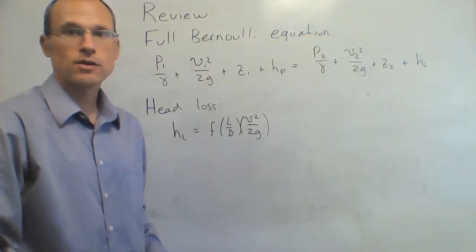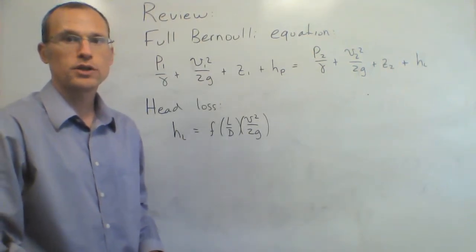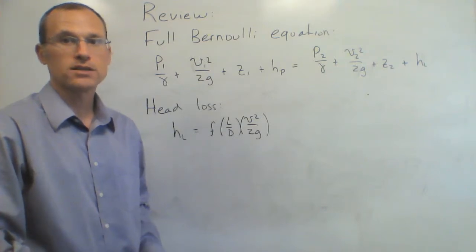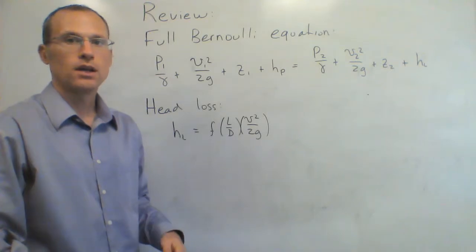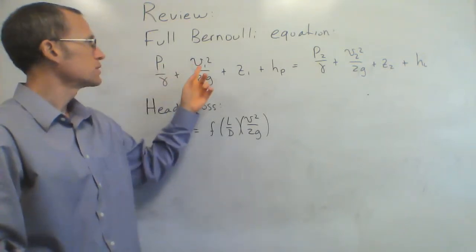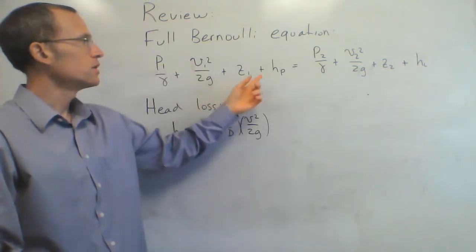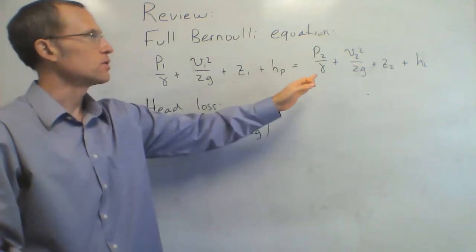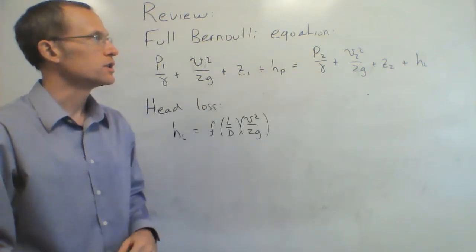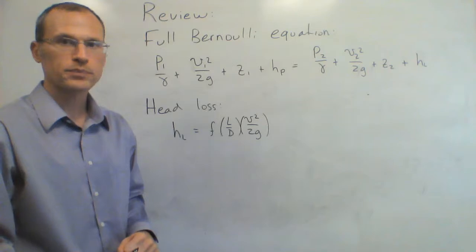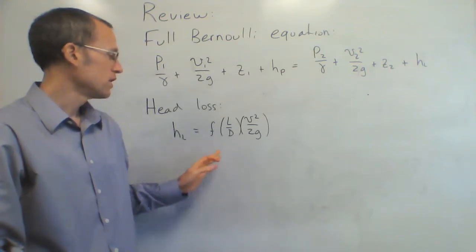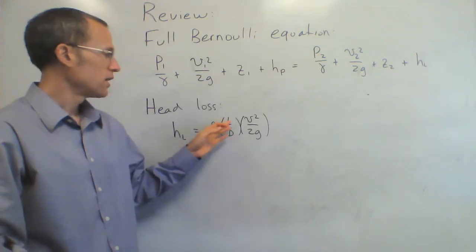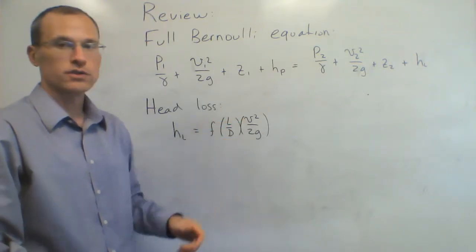From the last lesson, you may remember we derived the full Bernoulli equation involving both gains and losses. So pump gain, HP, head loss, HL. P1 over gamma plus V1 squared over 2G plus Z1 plus HP equals P2 over gamma plus V2 squared over 2G plus Z2 plus the head loss. And we also derived a formula for the head loss involving this friction factor F. So my head loss is F, length over diameter, V squared over 2G.